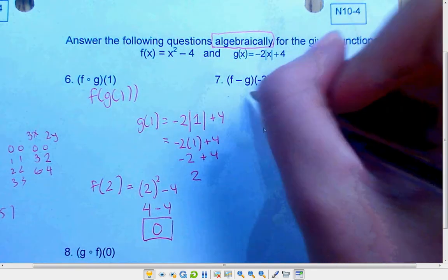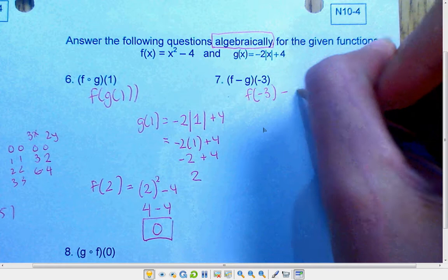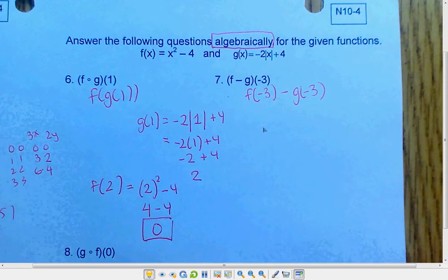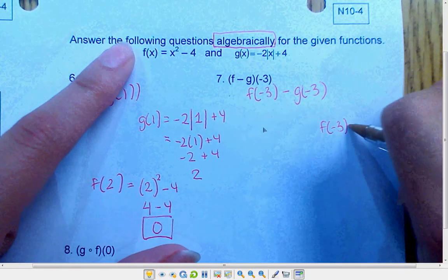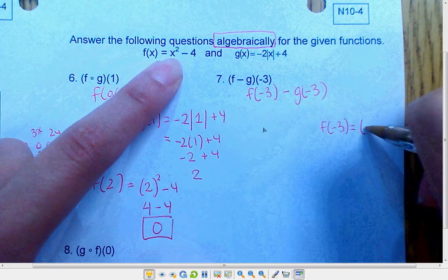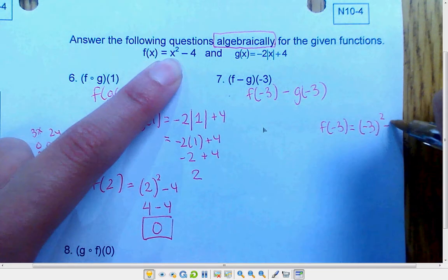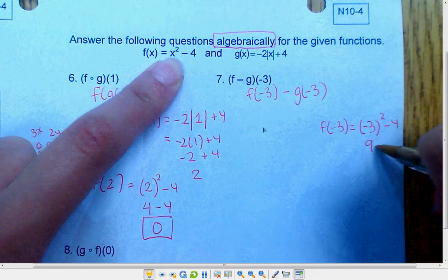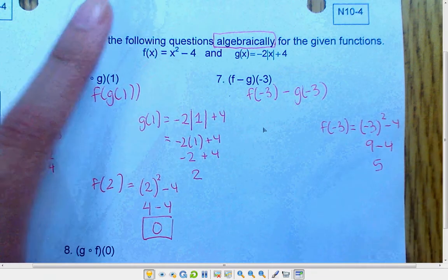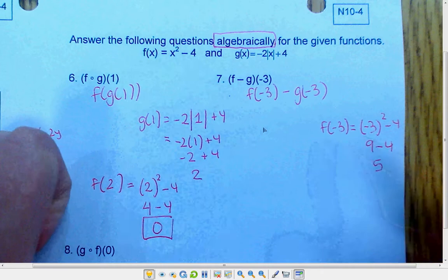Okay, let's do number 7. So now we're doing f of negative 3 minus g of negative 3. So let's first find f of negative 3. So f of negative 3 equals, we're going to plug in negative 3 into x. Negative 3 squared, so a negative 3 times a negative 3 gives me a positive 9. 9 minus 4 just gives me 5. So f of negative 3 is 5.